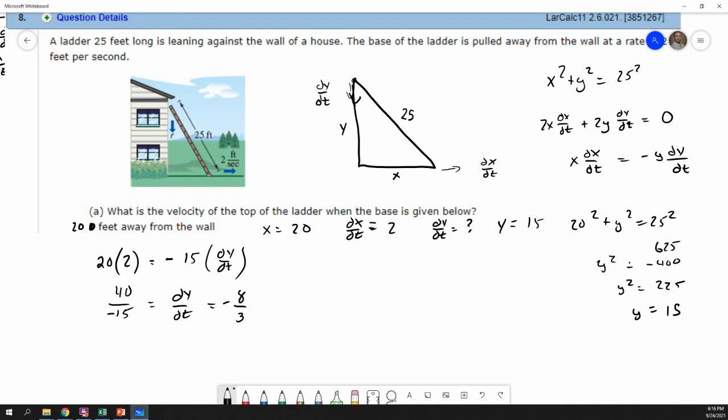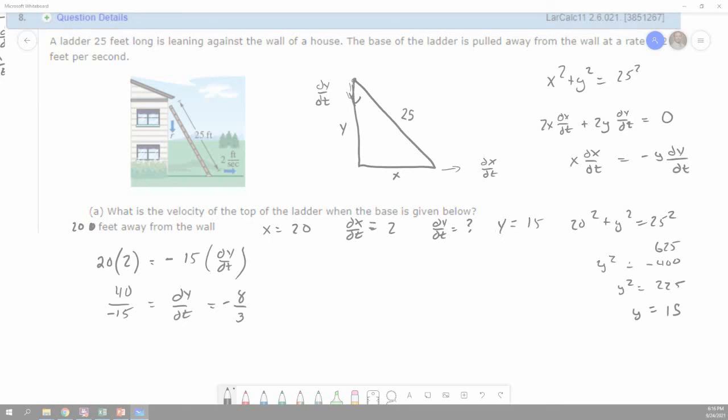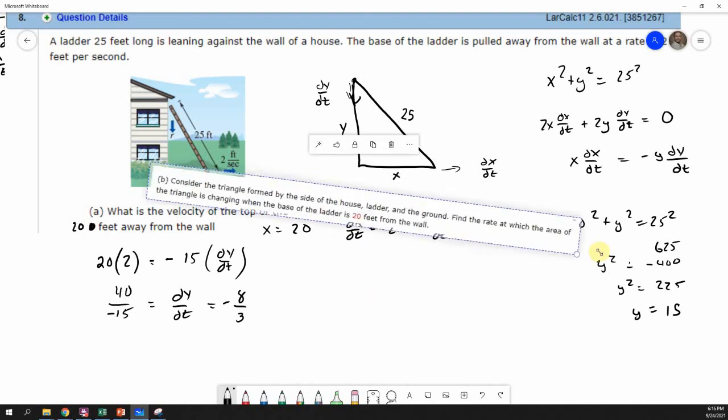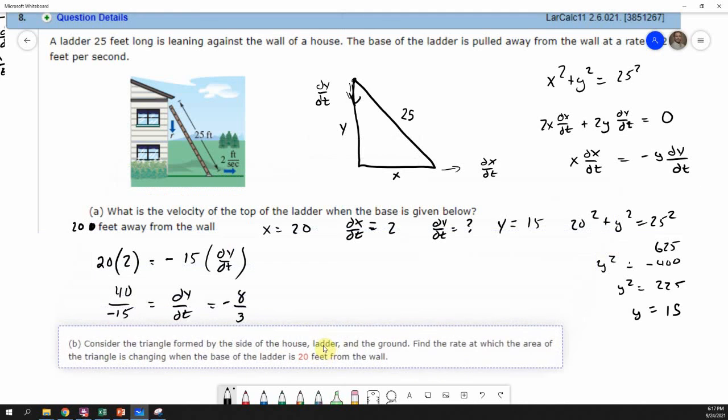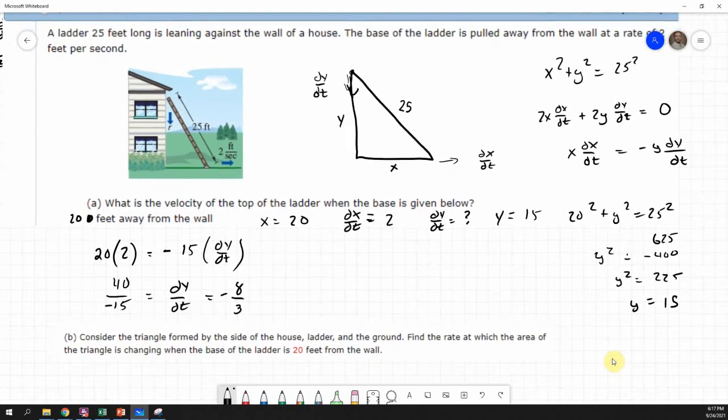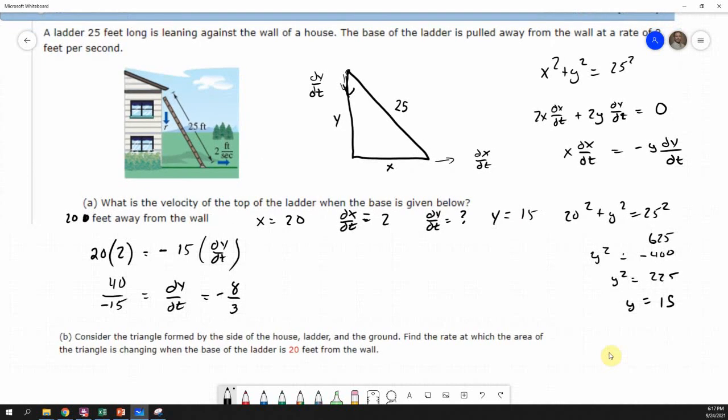Part B says, consider the triangle formed by the side of the house, the ladder, and the ground. Find the rate at which the area of the triangle is changing when the base of the ladder is 20 feet from the wall. So 20 feet from the wall, I still have all of these values are the same, dy, dx, x, and y.